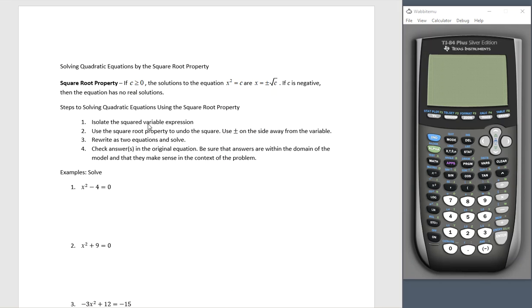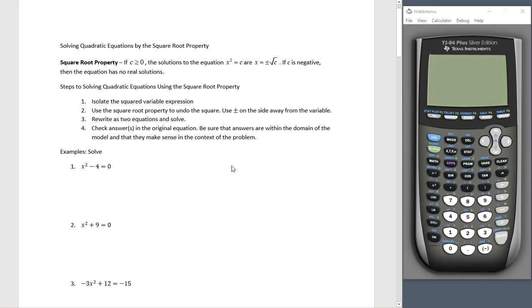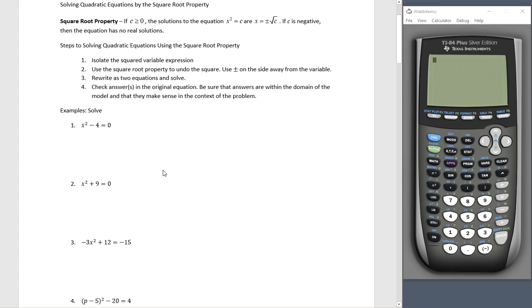The steps to solving quadratic equations using the square root property are as follows. First step, isolate the squared part of the expression, the squared variable part. Step 2, use the square root property to undo the square. Make sure to use the plus or minus on the side away from the variable. It'll just be easier that way for us. We're going to rewrite as two equations, one for the positive, one for the negative, and then we'll check the answers in the original and make sure that if we have word problems that they make sense in the context of the problem itself. So let's scroll up here a little bit and see what we can do.